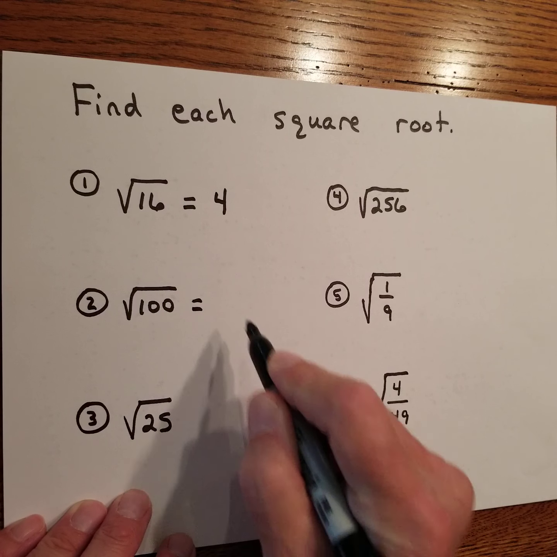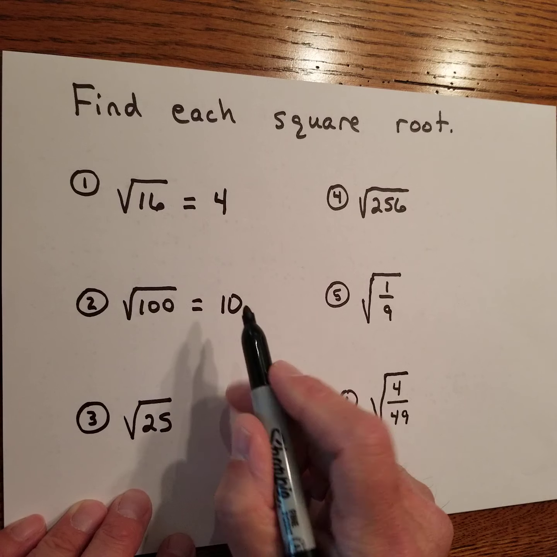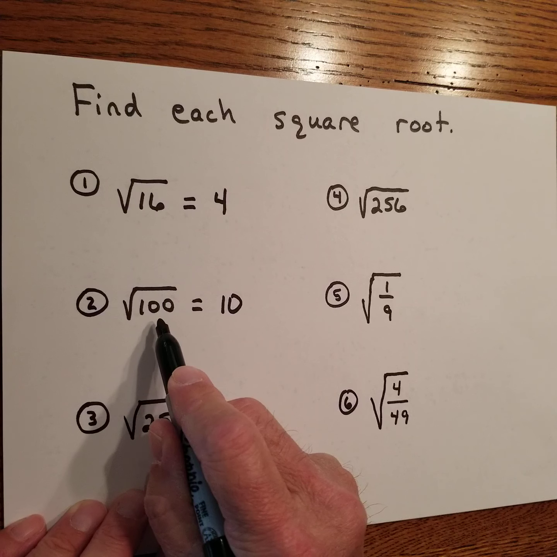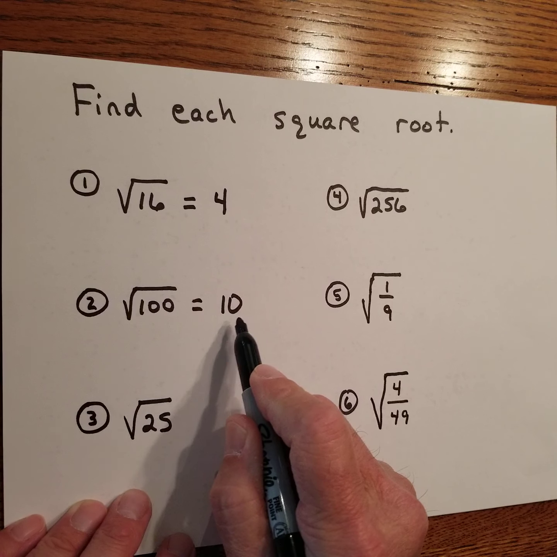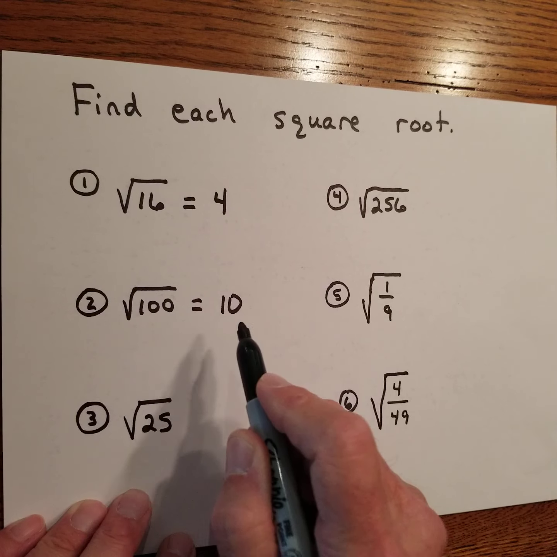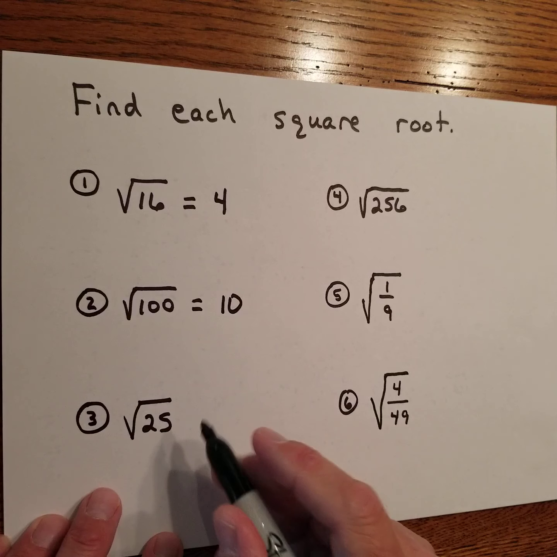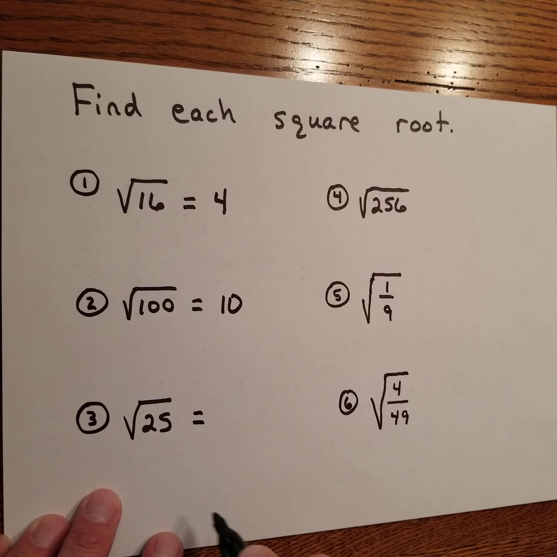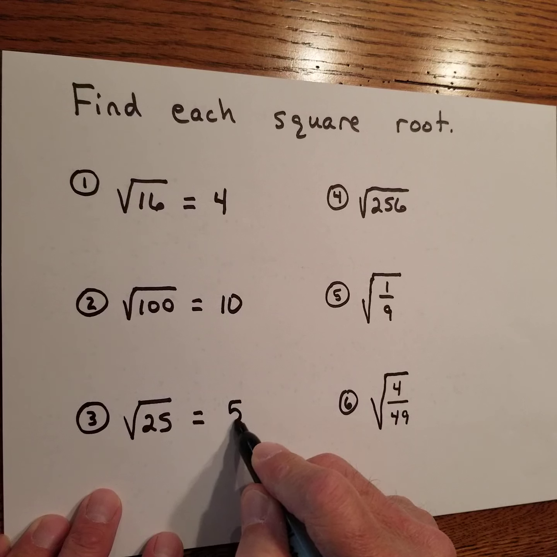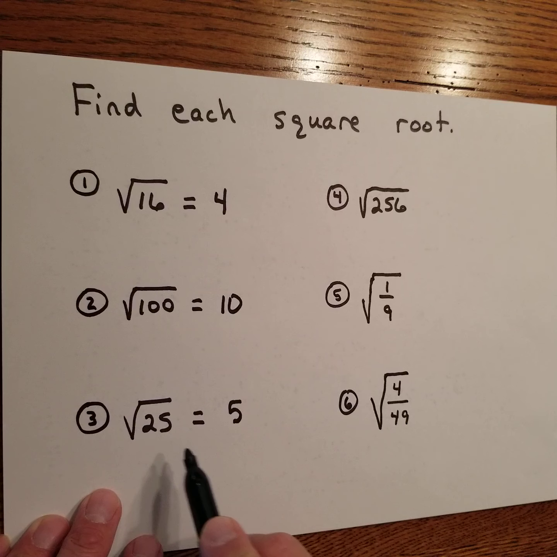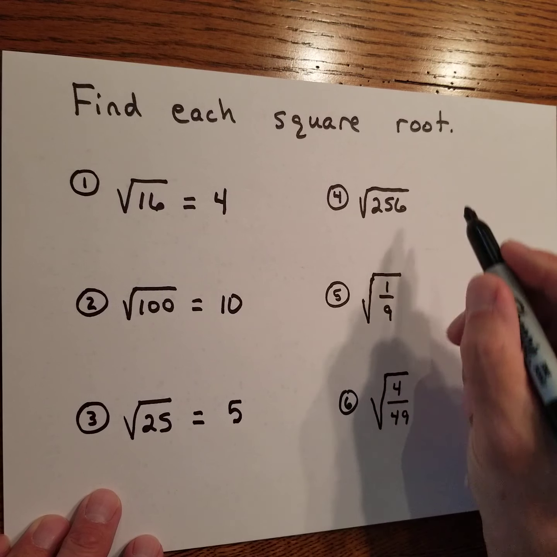The square root of 100, well, that must be 10, because 10 times 10 is 100. If 10 squared is 100, then the square root of 100 is 10. What number times itself gives you 25? Well, that's 5. The square root of 25 is 5.